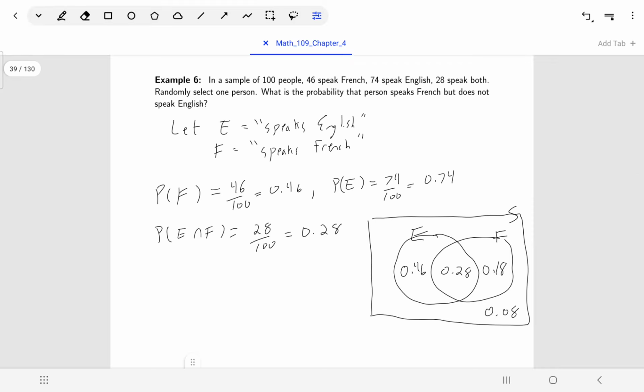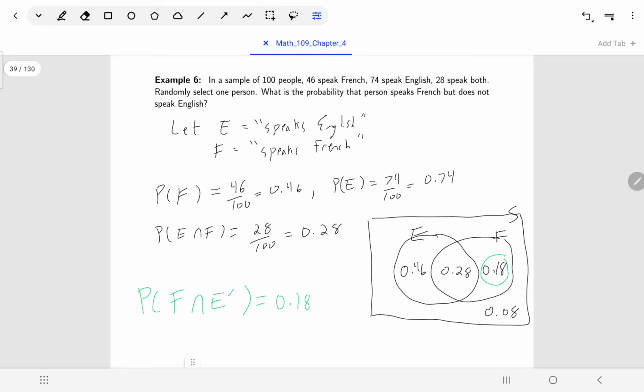I probably did more work than we needed to do because we could have answered the question a while ago. The question is, what's the probability that this person speaks French but does not speak English? So the real question we're interested in is the probability of being inside of F and not inside of E. Those are the 18%, the 18% who only speak French.